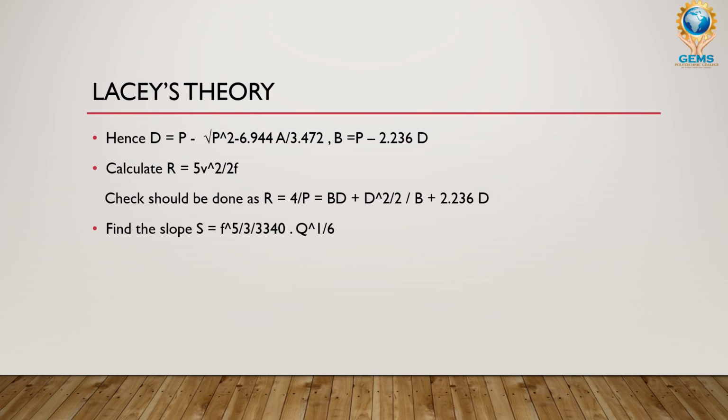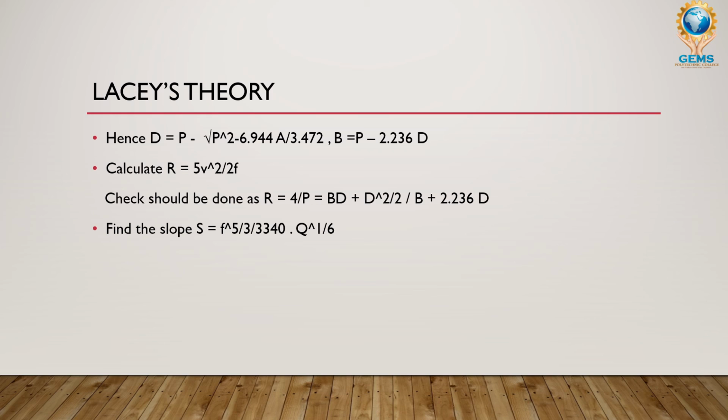And we are going to calculate R value, which is equal to 5V squared divided by 2F. Then you have to conclude it as R is equal to A by P, that is equal to BD plus D squared divided by 2 divided by B plus 2.236D. Actually this value is from F, I have mentioned in the previous slide what the value is, and you are going to substitute here. The substituted value is being mentioned here.